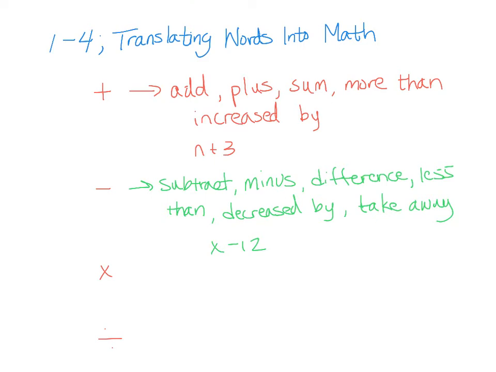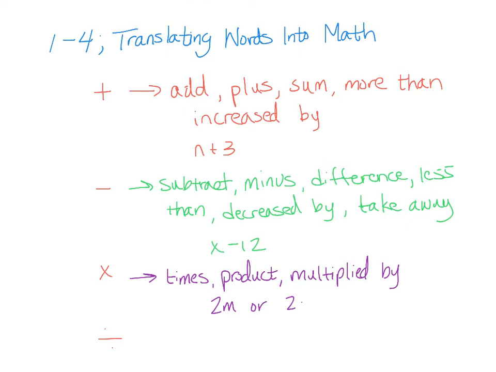Now we have multiply, another color because I'm special: times, product, multiplied by, only 3 for this one. So our example is 2m or 2 times m. This means multiply as well, okay? So they could say 2 times m, the product of 2 and m, or 2 multiplied by m.